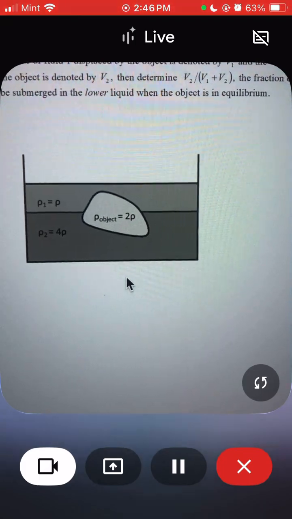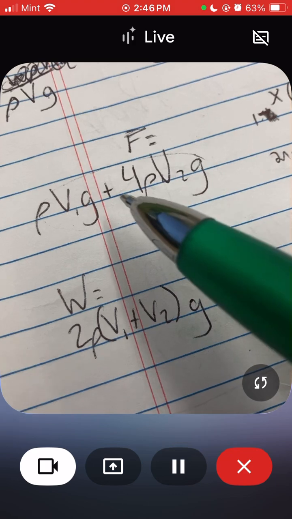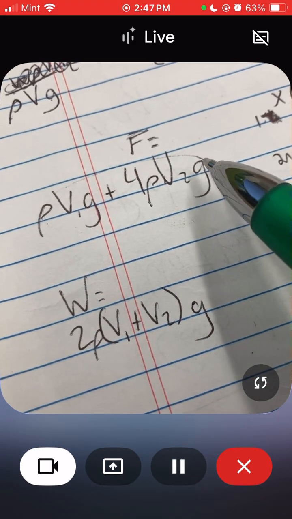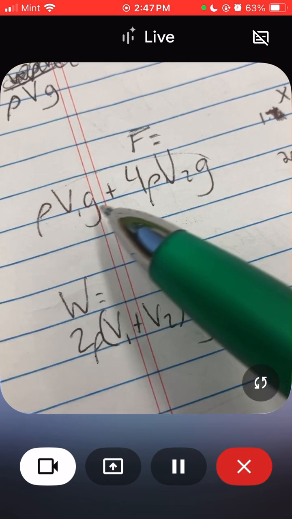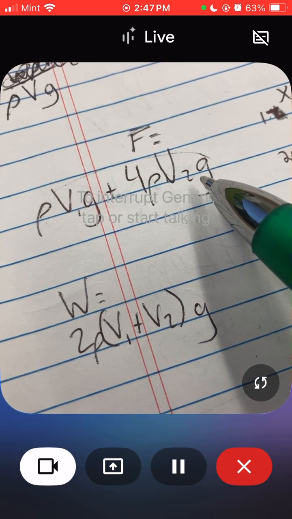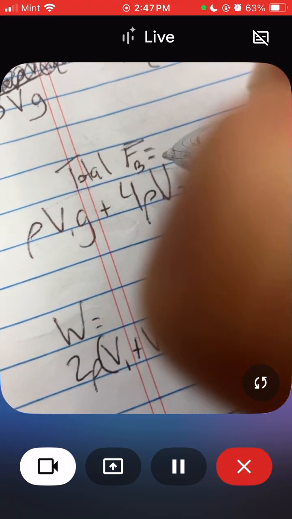Okay, and then we just have to find V1 and V2. So this one is the force of what? That's the total buoyant force from both liquids combined. Oh, okay, now we just need to solve for the total fraction V1 over V1 plus V2. Want to work through the algebra together?